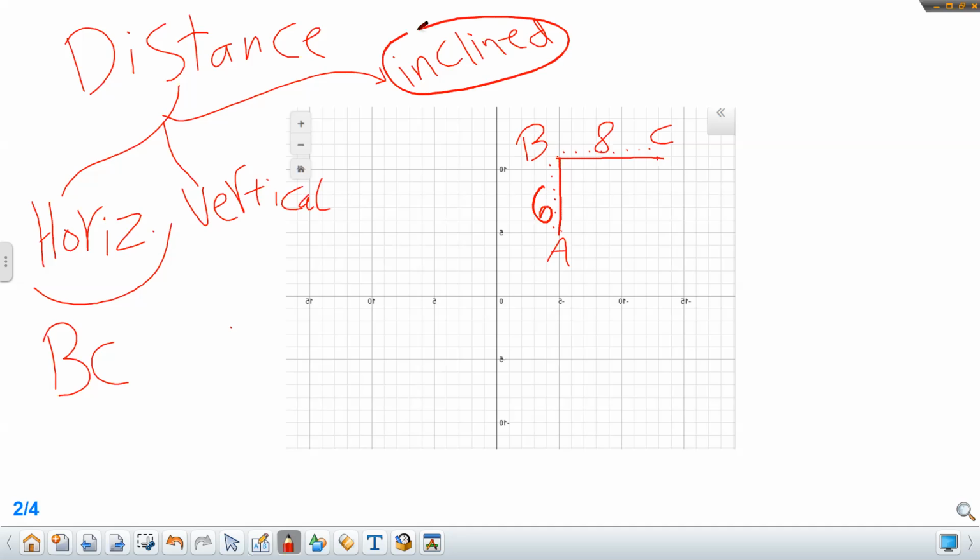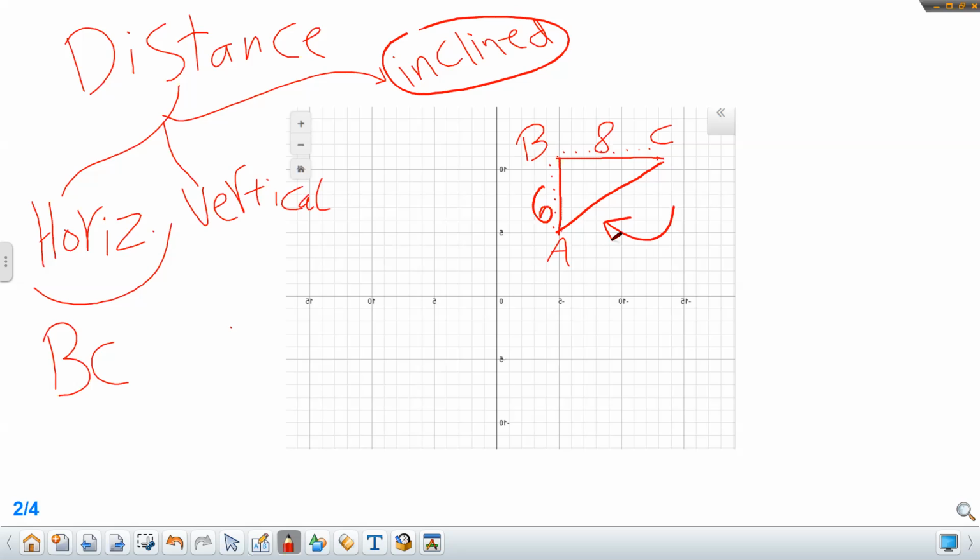Inclined distance, like AC, like this one. How to find the distance AC, or the length of line segment AC? You can notice that this triangle is a right angled triangle. So I can use the Pythagorean theorem to find AC. You studied that. What's the Pythagorean theorem? Remind with me. Hypotenuse squared equals side squared plus other side squared.